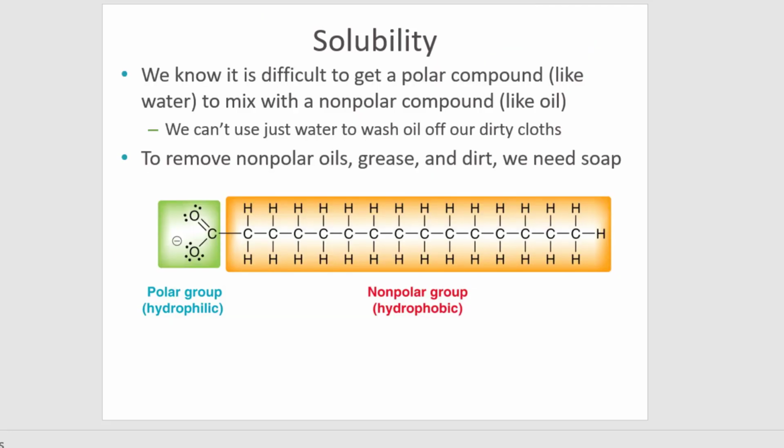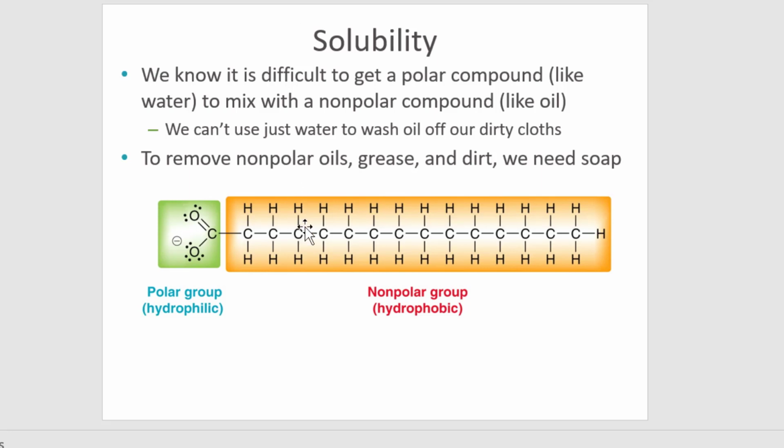You can think about soap, for instance, or fats. So we know it's difficult to get a polar compound to mix with a nonpolar compound. And unfortunately, greases and oils and dirt that we get on our hands and body, those tend to be very oil-based or nonpolar in nature. And so it was found that if you're just trying to wash your hands with water and you're not going to use soap, oil and grease and dirt actually don't come off very well. So we want to use soap.